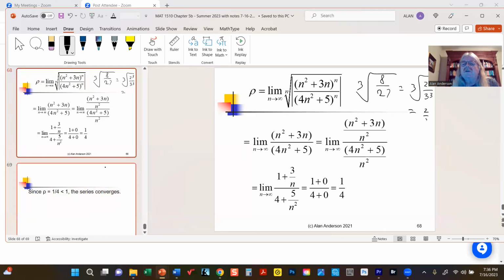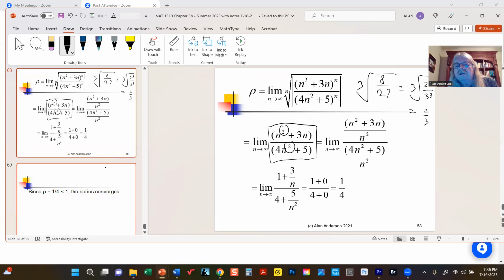Which means just 2/3. Okay. So you end up just with the limit. Now, of course, you can see here, if this is our limit, direct substitution will lead us to infinity over infinity. So what we're going to do is divide the numerator and the denominator by the highest exponent, which is n squared.